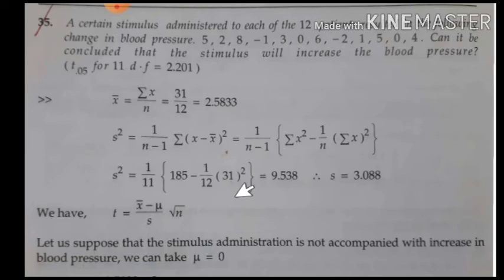Hence, to make it stagnant, with no variation, we take that stimulus will not increase the blood pressure. So we take the hypothesis in that way. Hence, we take that mu value as 0. That itself is what I explained. Here they have given it in the sentence. Okay.